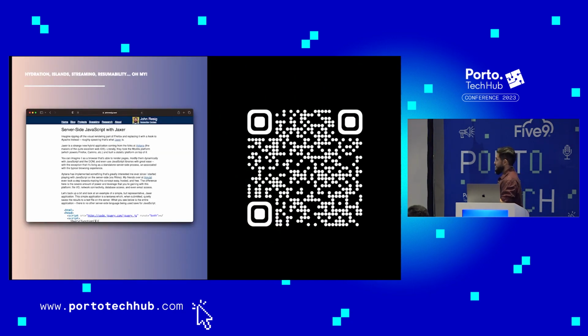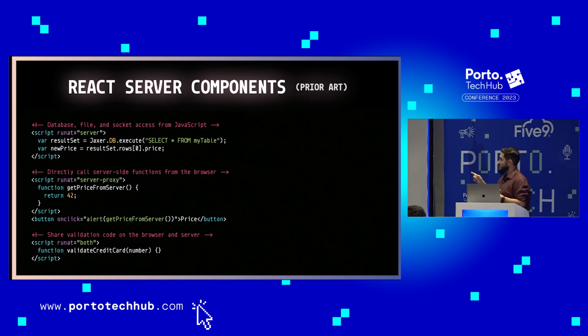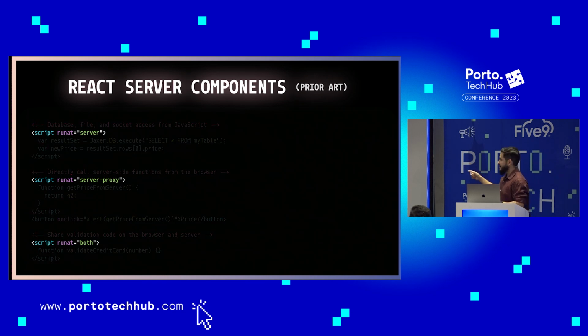And it reminds me a lot of this tool called Jaxer. Has anyone heard of Jaxer? Yeah. So Jaxer is a tool from 2008, so more than a decade ago. If you check the official documentation, this is a post by John Resig, the creator of jQuery, talking about Jaxer. And if you check the official docs, you're going to see stuff like that. You would have these script tags, and the tags had this extra runat attribute, where you could specify if that piece of code would run on the server or both, for example. And that was built on top of, I think it was Apache, and it was using the Firefox rendering engine under the hood.